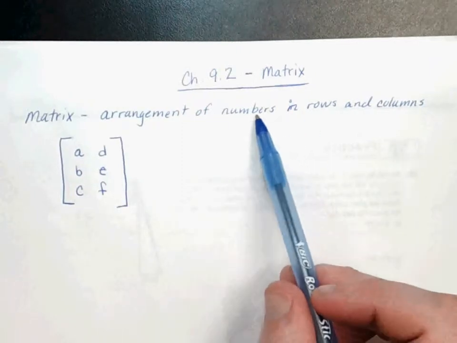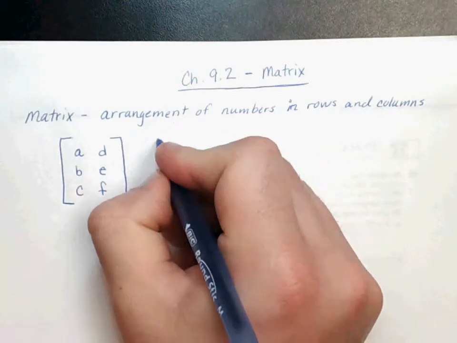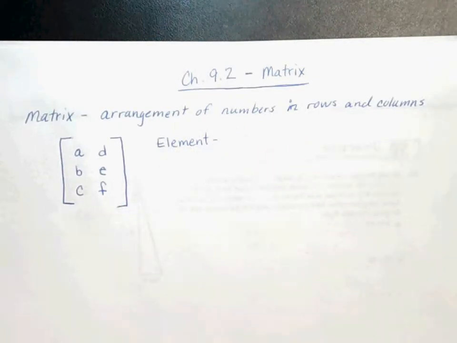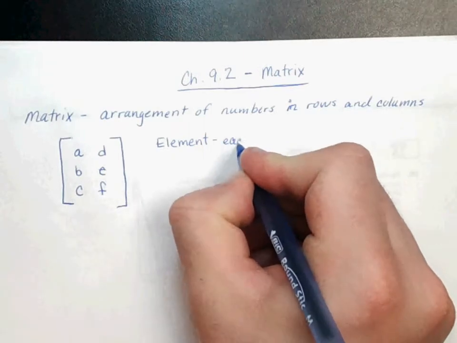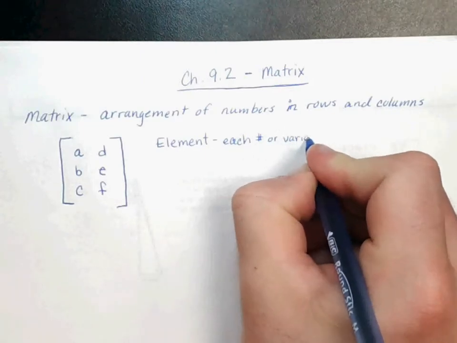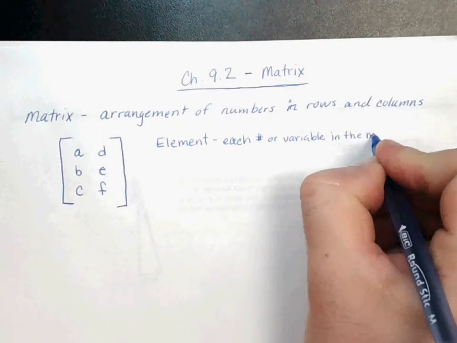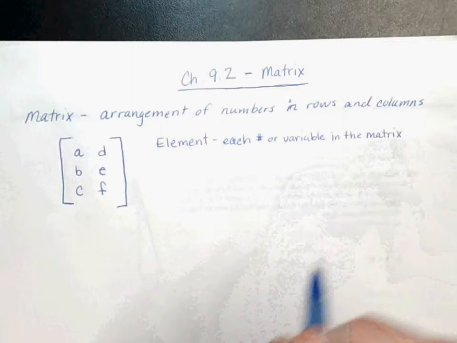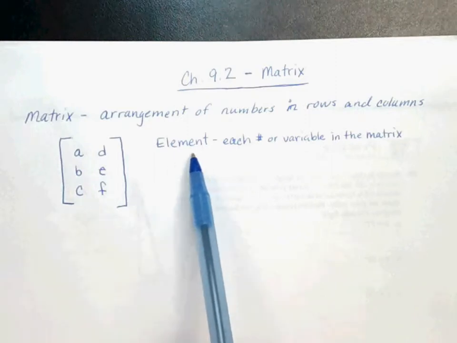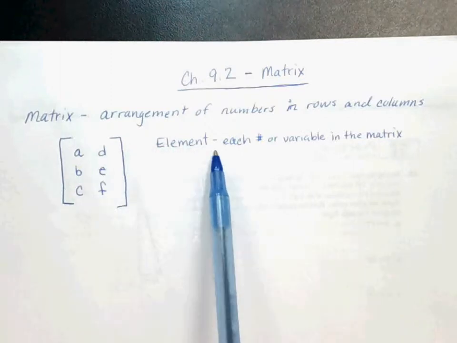Now, each of these numbers or variables or whatever we put in this matrix, each of those is called an element. So an element is just what I said, each number or variable in the matrix. So we've got a matrix, it's made up of rows and columns, and each of the rows and columns is made up of elements.